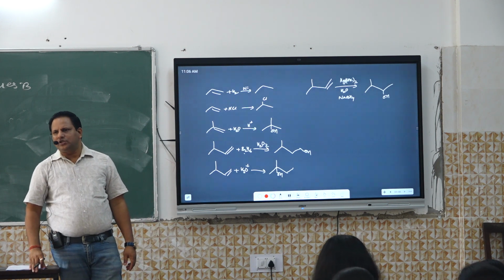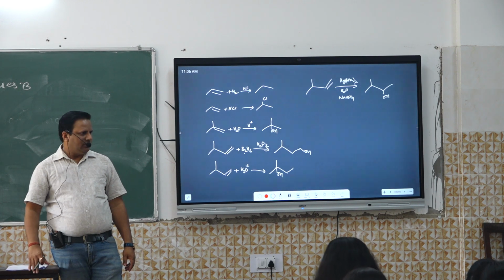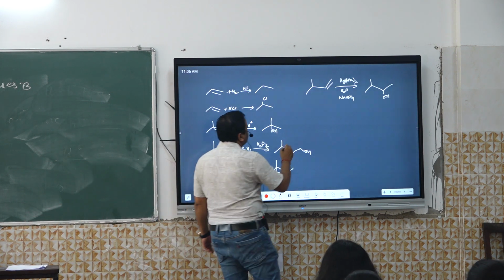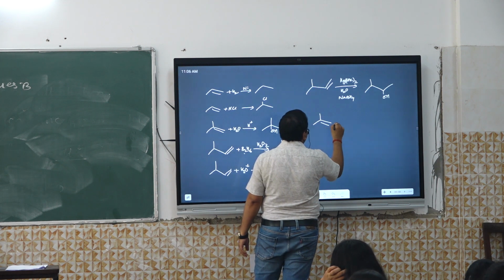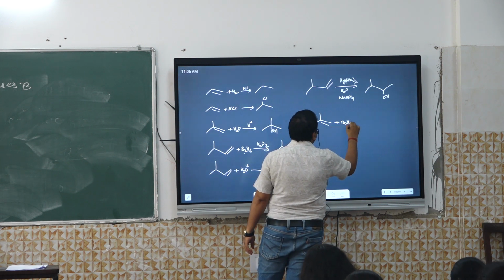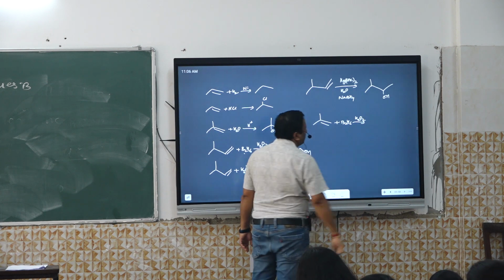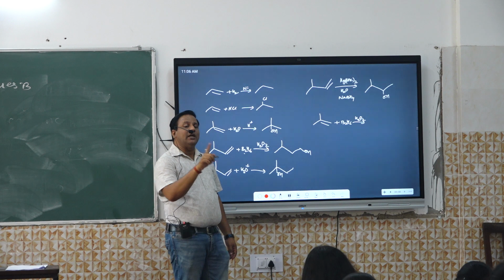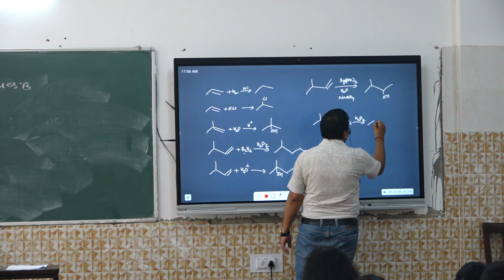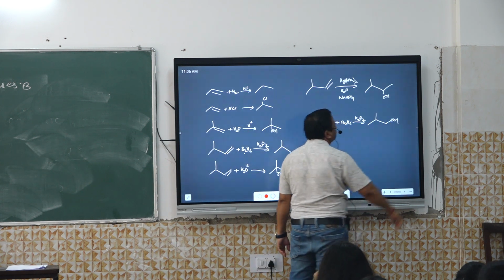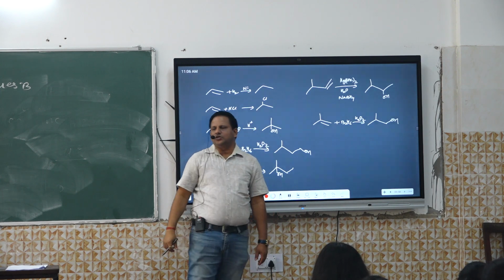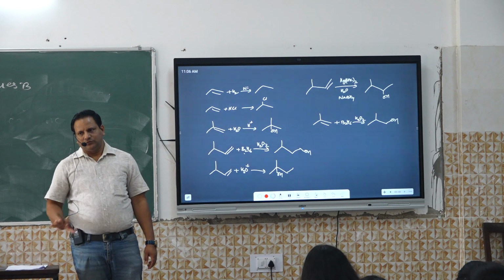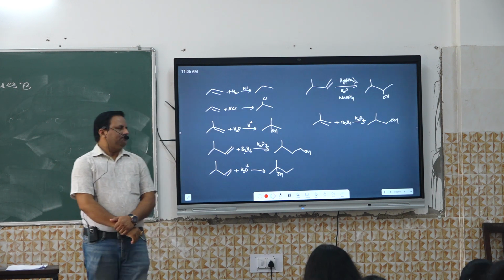Achha, hydroboration oxidation, who knows it? Suppose this is the compound. If you are taking B2H6, H2O2, it follows Markovnikov rule but the product is anti-Markovnikov product, so terminal alcohol. Hydroboration oxidation is useful for the formation of terminal alcohol. Got this? Achha. Another.